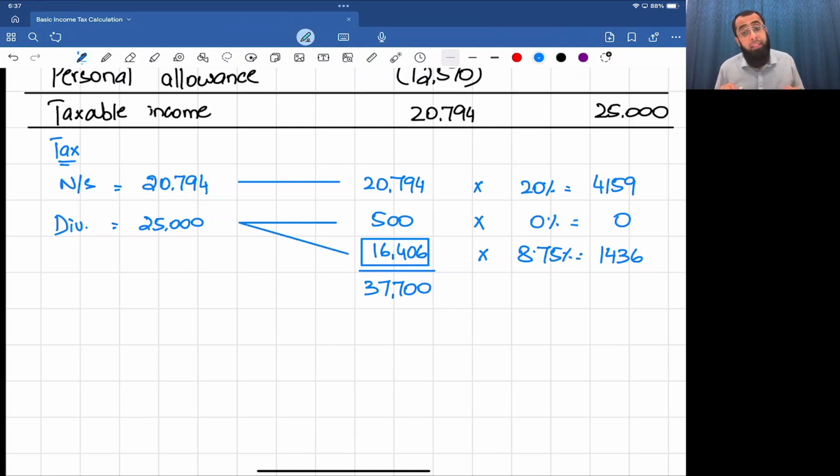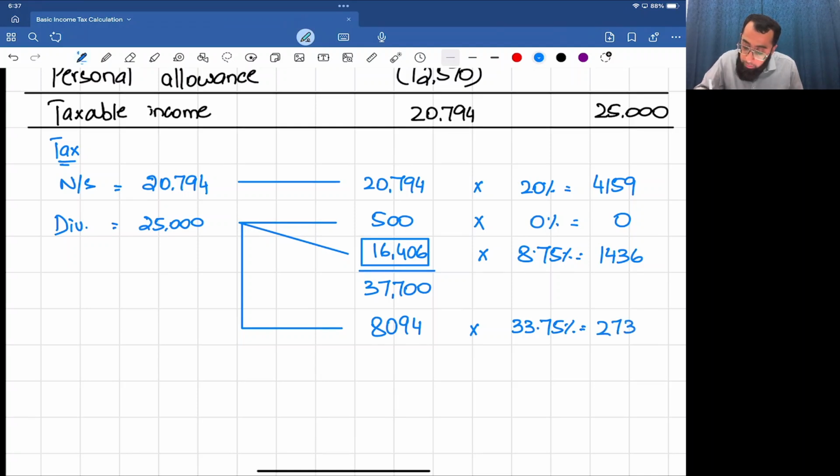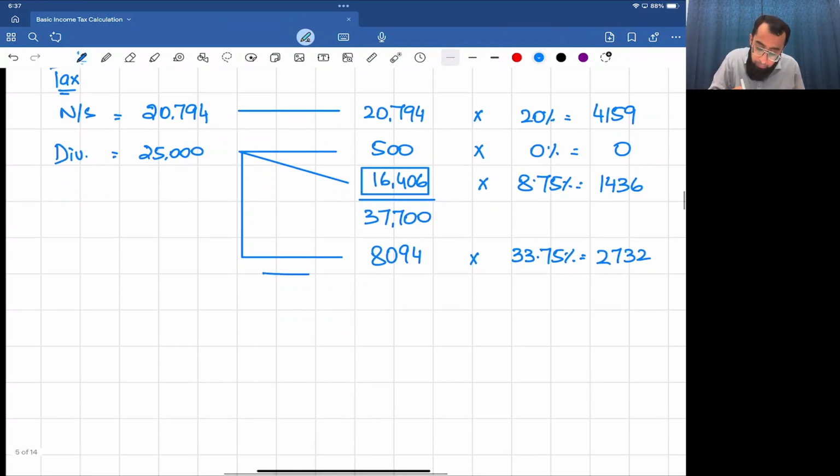The dividend income gets taxed. Now what's the remaining dividend income which will go at the higher rate band? See, it's just the routine steps which we have performed in the previous three questions also. 25,000 minus 500 minus 16406. So dividend income remaining is 8094 multiplied by 33.75%, because now you are at the higher rate band. So that gives us 2732. You add up all of them to arrive at the value of tax liability.